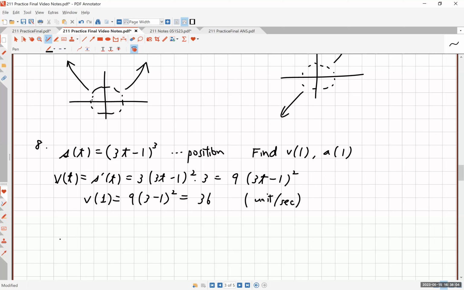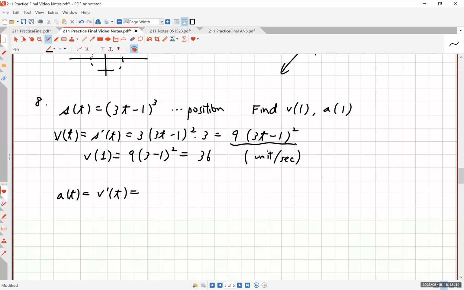All right, and then the acceleration, a of t, is the second derivative of the position function, or the first derivative of the velocity function. So you take the second derivative. So let's take the derivative of this thing here. So this becomes 9 times 2, that's 18, (3t minus 1) to the first power, times the derivative of the inside function, which is 3. So that's 54 times (3t minus 1).